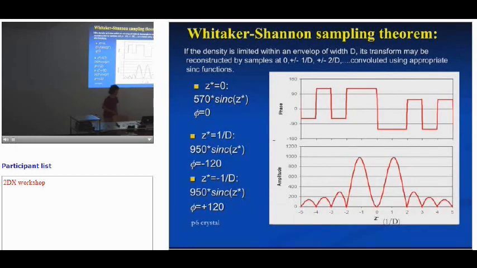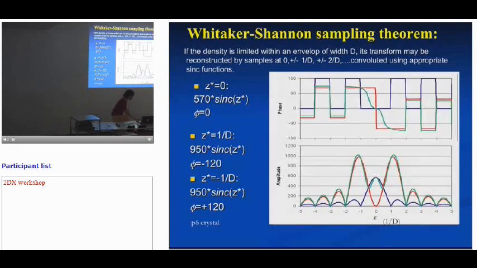And we also know that at 1 over d and minus 1 over d, we have an amplitude of 950 and certain phases. Now we know these two pieces of information, and we can actually plot this out using the behavior of the sinc function. If I add these two together, then you will see in the green line, when I add it together, certain things happen.